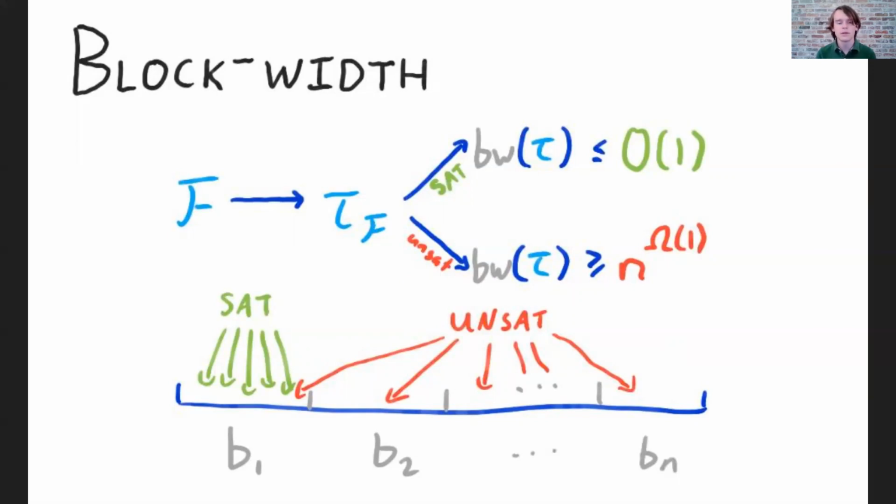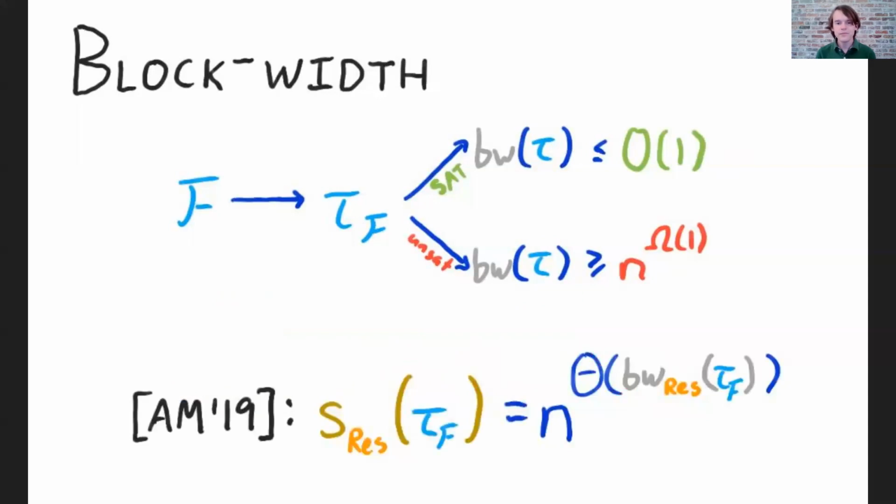For example, you could think about the pigeonhole principle in proof complexity. There's a natural blocking up there as being like the number of each pigeon or each hole. And this is a standard way to get lower bounds. And then the next step is also pretty standard once you have width or block width, which is a theorem that relates the resolution size to the block width.